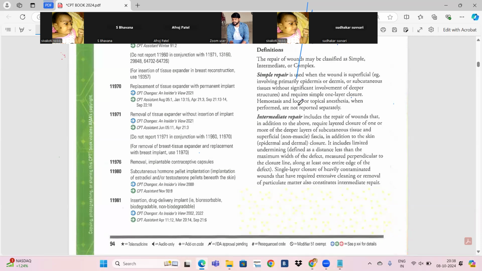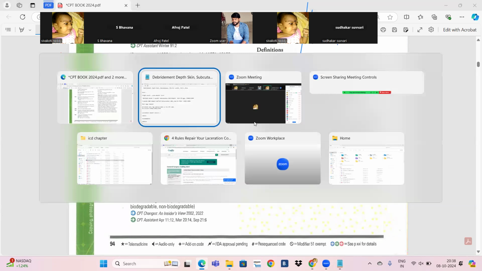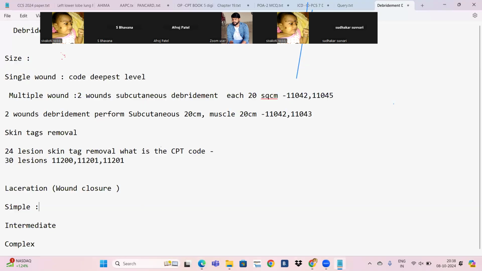Actually, how will they perform single layer closure? They will administer some local anesthesia or topical anesthesia on that site, and they will close with the suture material with one layer closure. That is simple repair. Then intermediate. Remember, simple repair means single layer closure.